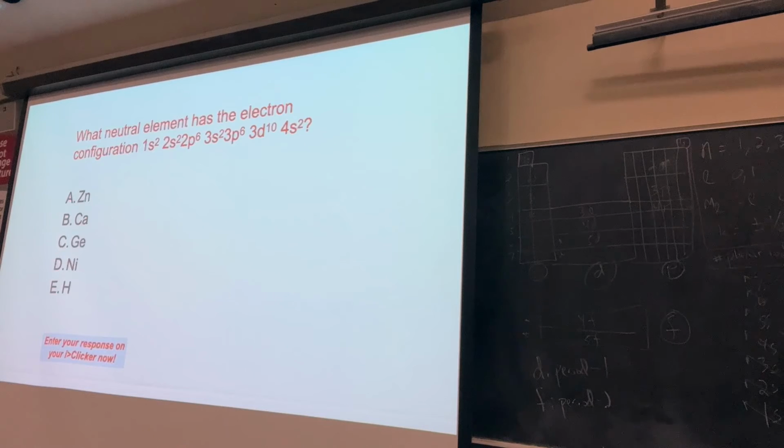So here's another kind of problem you might see. All right, what neutral element has this electron configuration? And there's a couple different ways to do these kinds of problems. See if you can figure out which element it is. And it's a neutral atom. We'll talk about that later too.